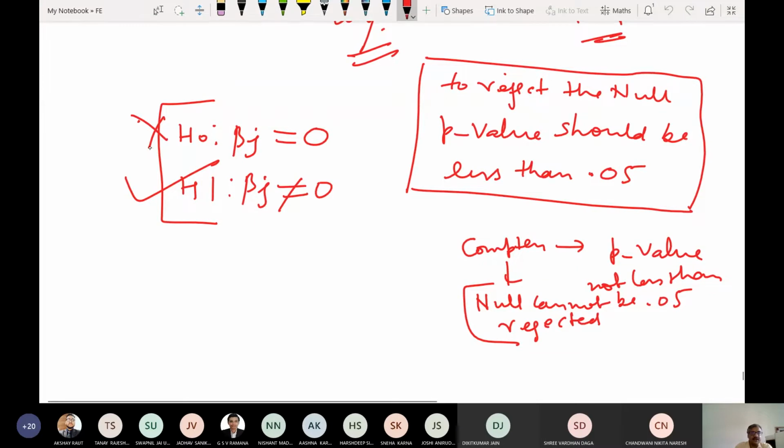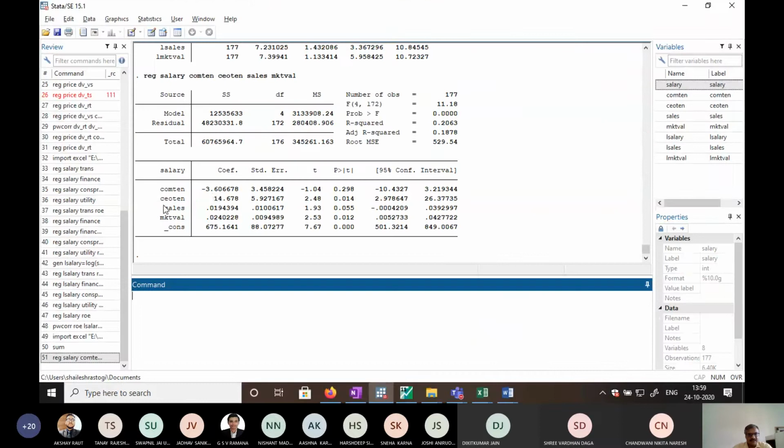It's not taking practically. So this is correct. We can't reject it. So we have to assume that CEO tenure is practically equal to 0. As we move to the second item, company tenure, sorry, we were talking about CEO tenure right now.